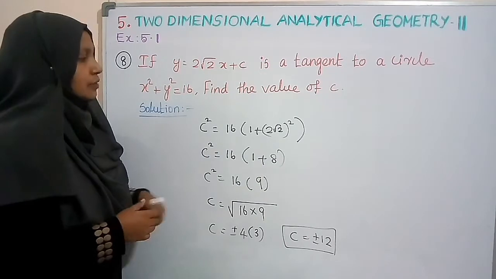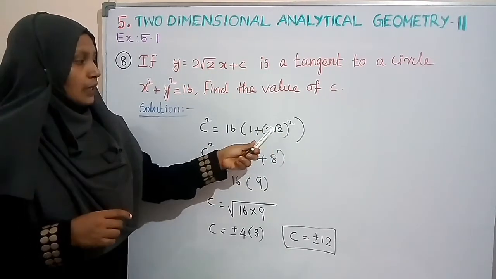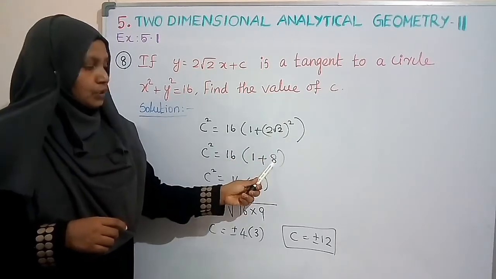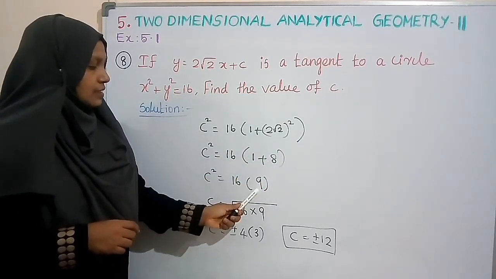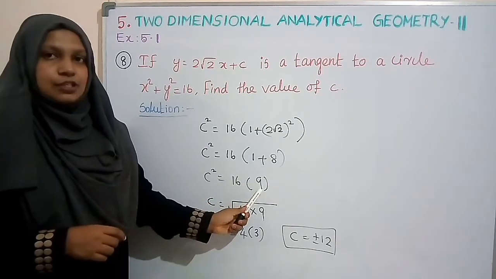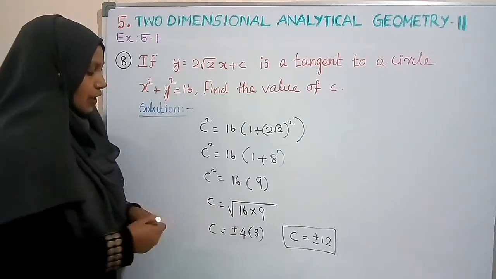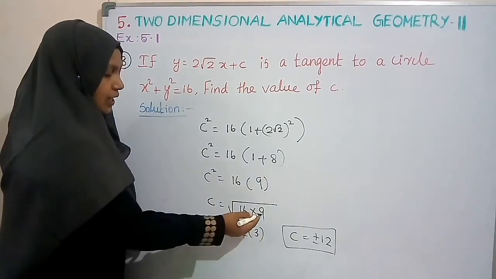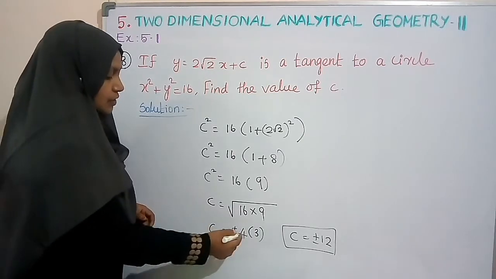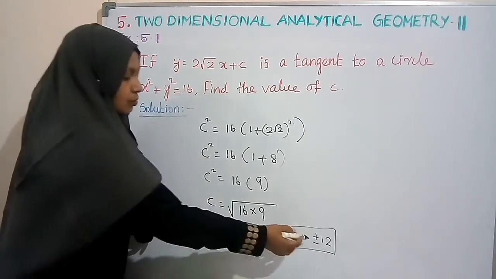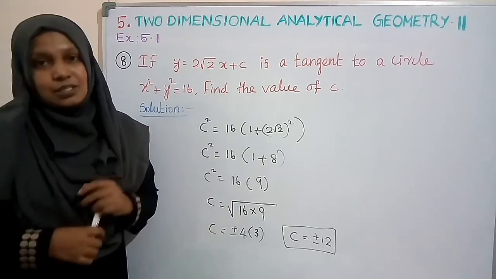How will you square this 2 root 2? 2 square is 4 and root 2 square is 2. 4 into 2 is 8. Okay. So just simplify this. 1 plus 8 is 9. So c square is 16 into 9. C is equal to the square root of 16 into 9. The square root of 16 is 4 and the square root of 9 is 3. So we are writing plus or minus 4 into 3. So the answer for the c value is plus or minus 12.